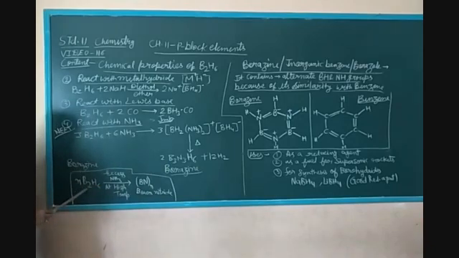But diborane reacts with an excess amount of ammonia, but at high temperature. Diborane B2H6 reacts with an excess amount of ammonia at high temperature.